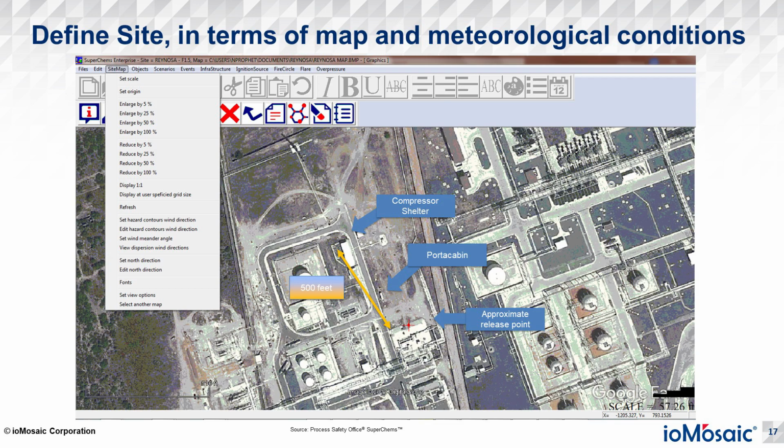And we can zoom in and pull it into SuperChems. So some of the features, just to help us confirm we're looking at the correct site, the compressor shelter, the porta cabin, and the approximate release point. Okay. And the distance between the approximate release point and the compressor shelter is roughly about 500 feet. And that's roughly how long that jet fire happened to be. So that's what we're aiming to recreate, is a jet fire that is 500 feet long.